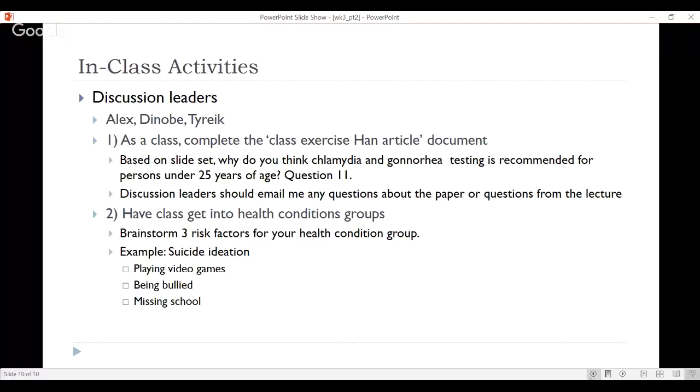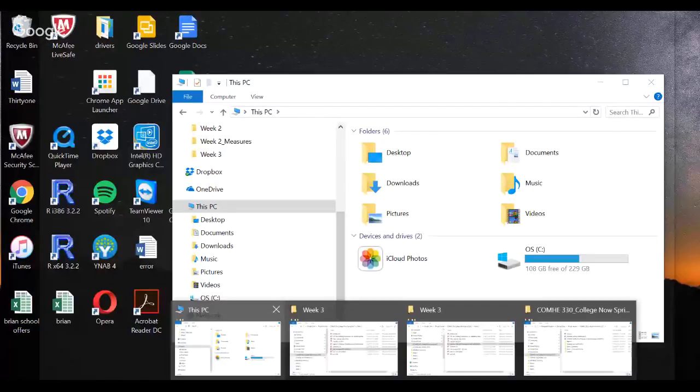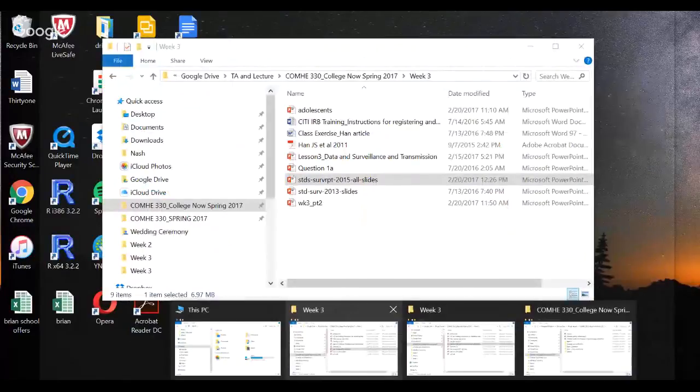So for example, let's say the health condition I'm looking at is suicide ideation. Then I might identify as risk factors, say playing video games. For some reason, I think that playing video games increases the risk of suicide ideation. So that's what I would like the groups to do, is to come up with at least 3 risk factors or potential risk factors for whatever the health condition is that you're studying this semester. And let me open up the health condition group documents and show you guys.